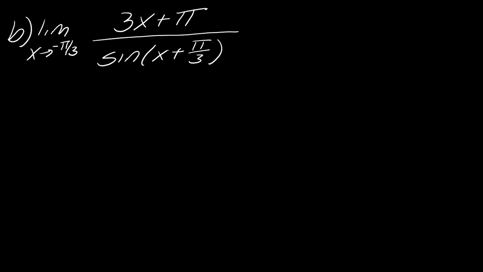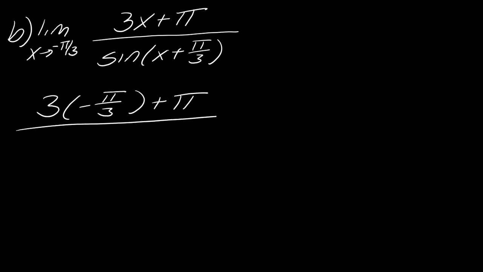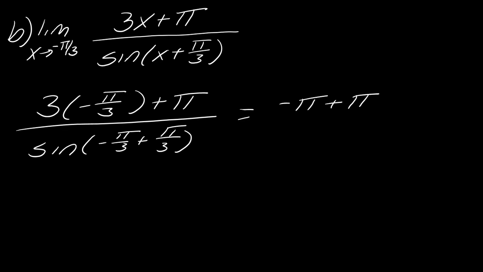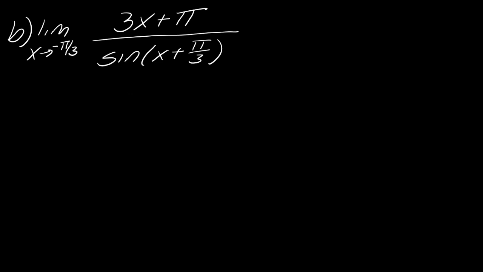If I try to actually plug this in, I get 3 times negative pi over 3 plus pi, and then in the denominator I get sine of negative pi over 3 plus pi over 3. And so this is going to give me negative pi plus pi over sine of 0, which is again 0 over 0. So we've got just good old classic L'Hopital's rule here. So I can get rid of all this stuff, and now I can take the derivative of the top and bottom.